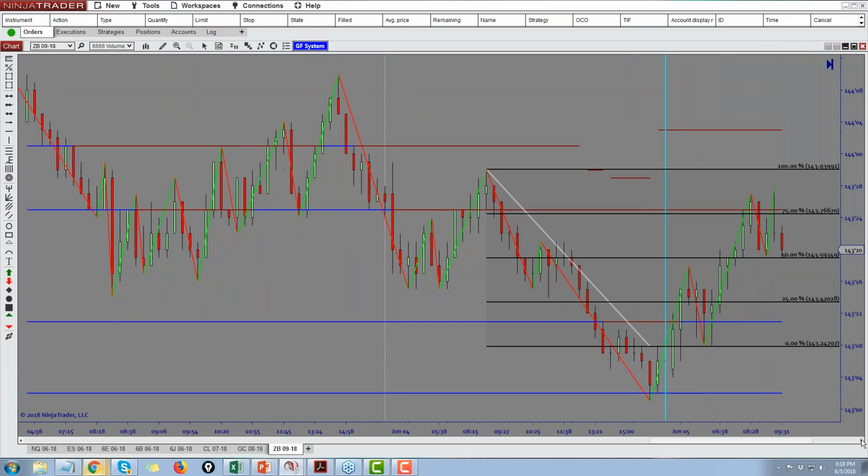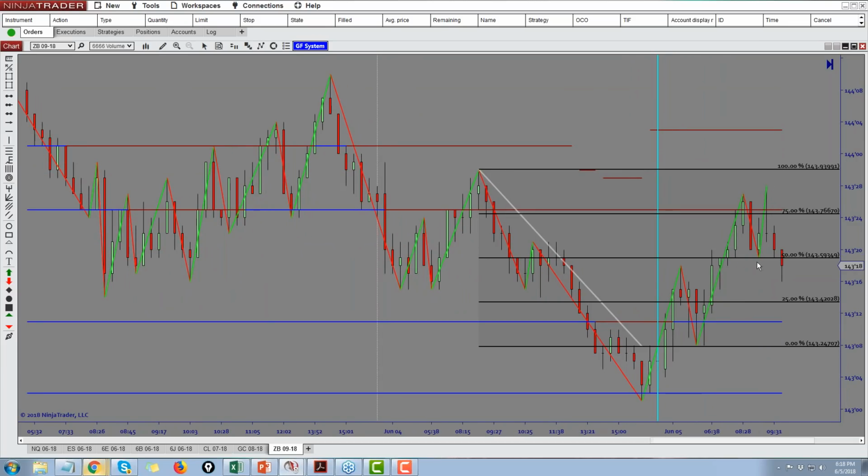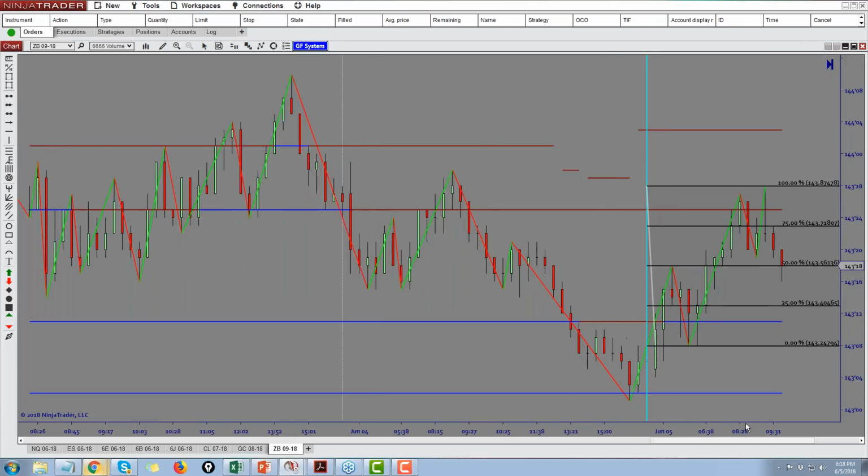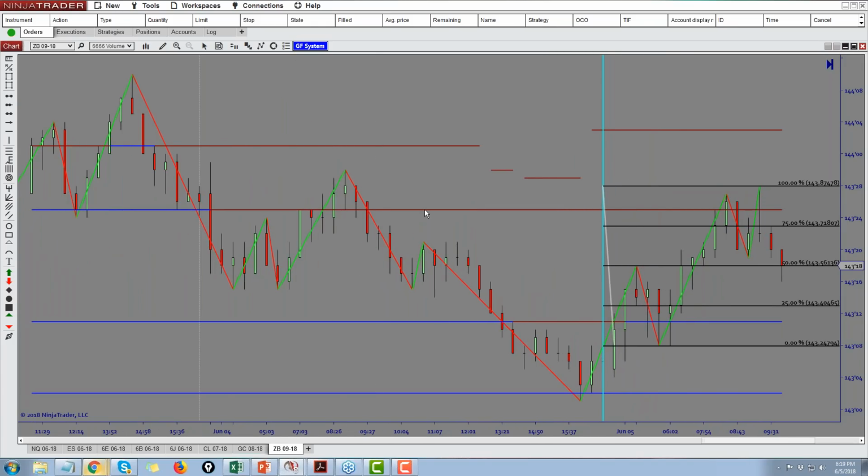Okay, let's continue. So there it is. We had a close below structure. Now we can adjust the grid and bring it to the current day, because now we have an auction that's defined by the day.